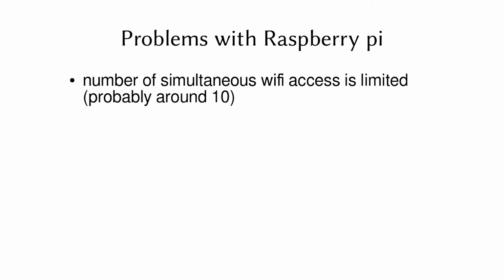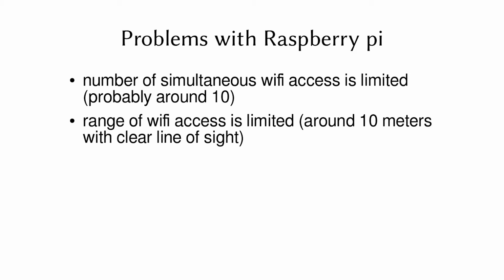But there are some problems with Raspberry Pi. Particularly, the number of simultaneous Wi-Fi access is limited, probably around 10. And the range of the Wi-Fi access is limited as well, around 10 meters in my test with clear line of sight, meaning there are no obstructions.